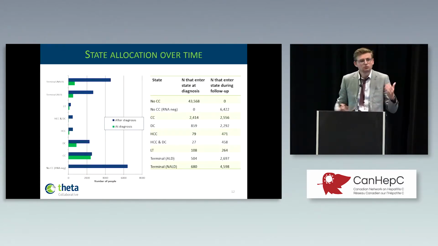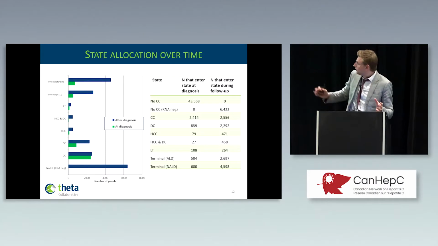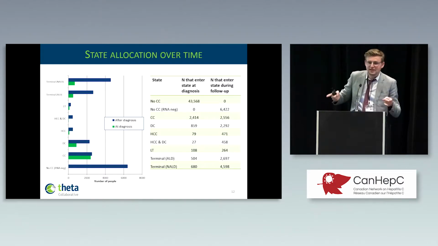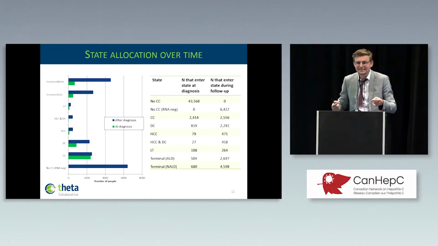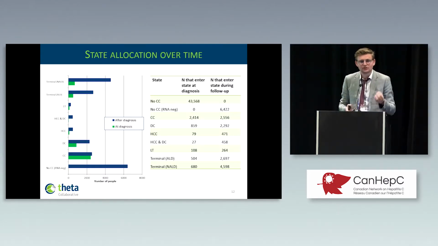Now, like I said, you can move between states over time. We don't just put you in a health state and then attach all of your costs for the remainder of your life to that health state. So if you look at this bar graph, the blue bar represents the number of individuals who enter that state after diagnosis, and the green bar represents the number of patients that enter that state at diagnosis.